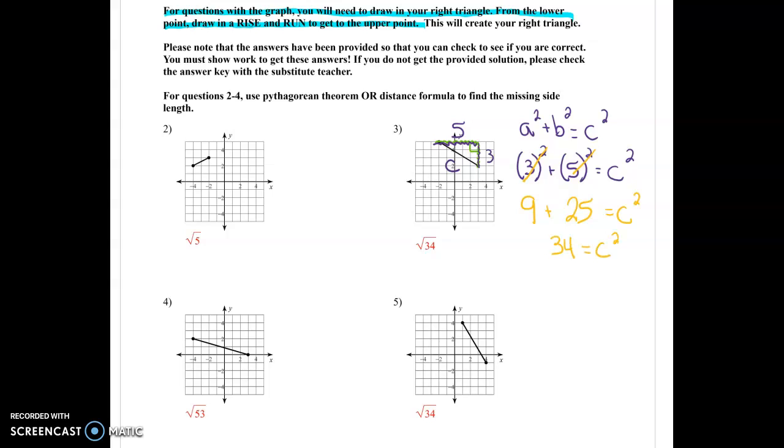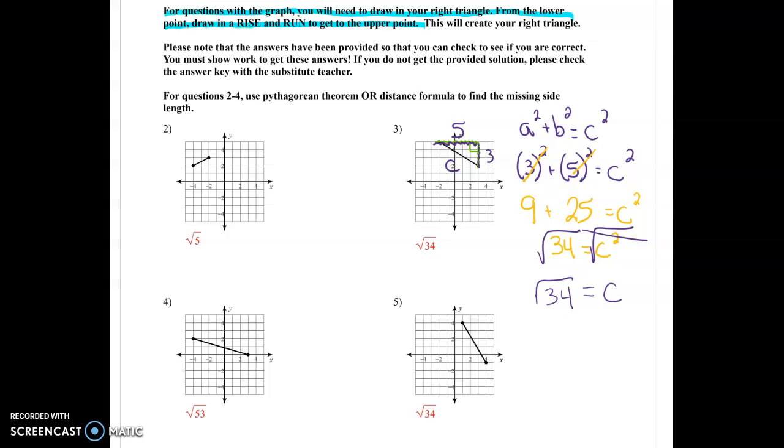And now to solve for c, I need to get rid of that square. And we talked about last week, you can do that by using a square root. That check mark will basically cancel out that squared. So now c is alone on the right side. And then whatever I do to one side, I do to the other side. And so we're going to get the square root of 34.